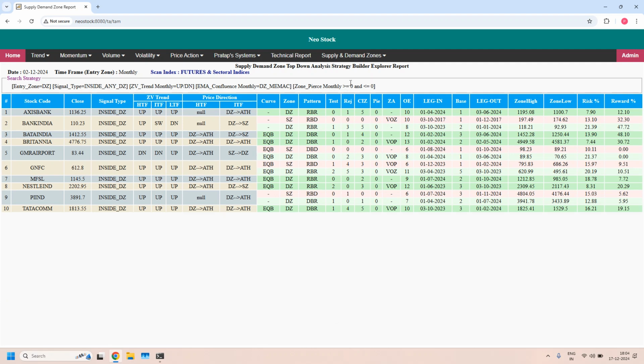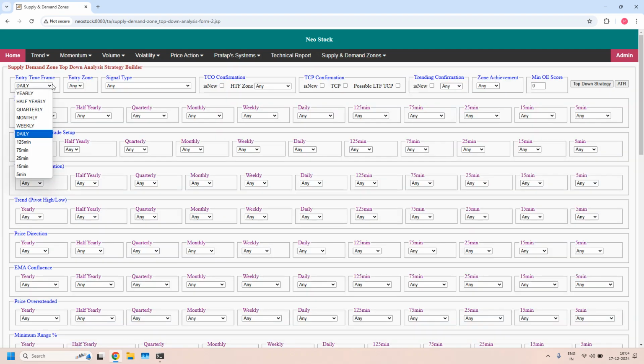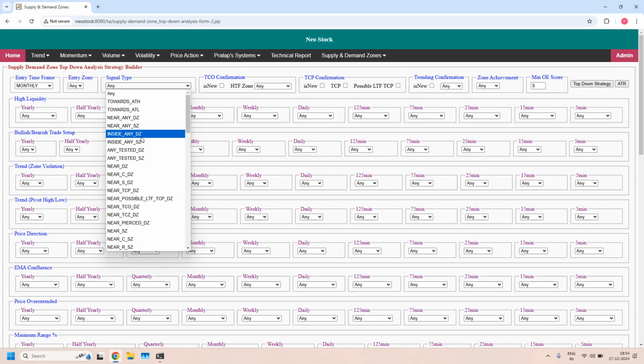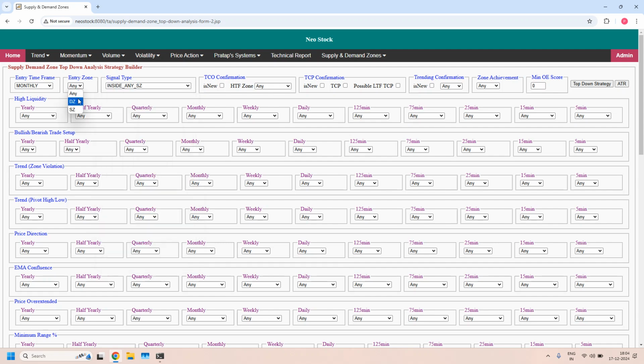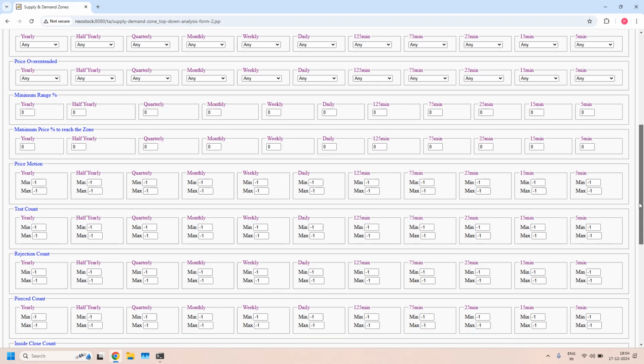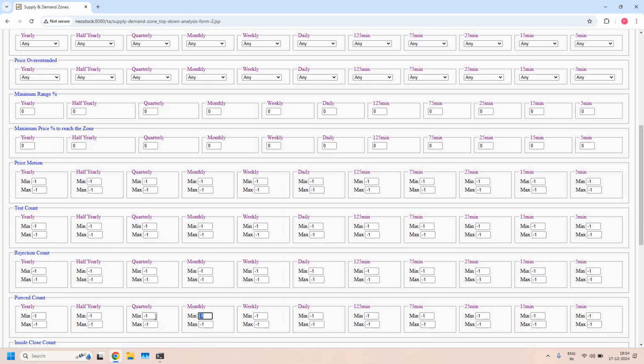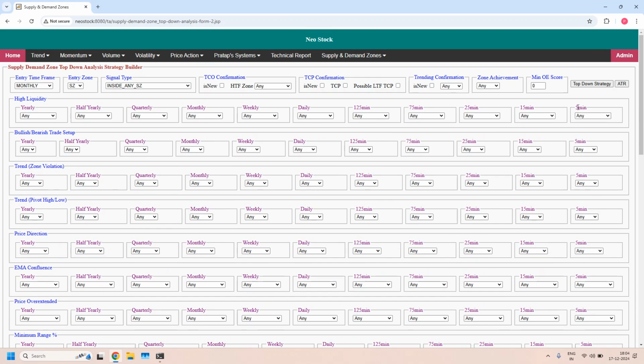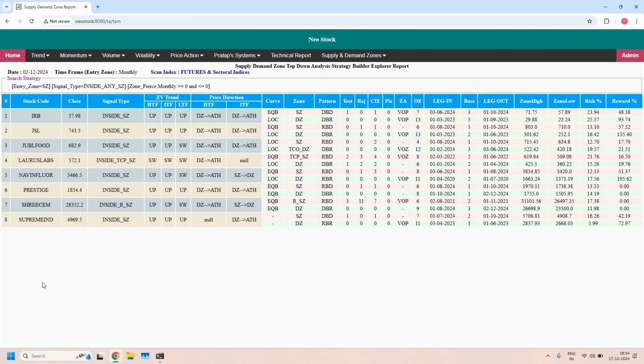Okay, next report, monthly time frame, price closed inside the monthly supply zone. These monthly supply zones should not be pierced. So in the pierced count at monthly time frame, minimum value 0, maximum value 0. With this filter we got 8 stocks. Currently price closed in these 8 monthly supply zones.